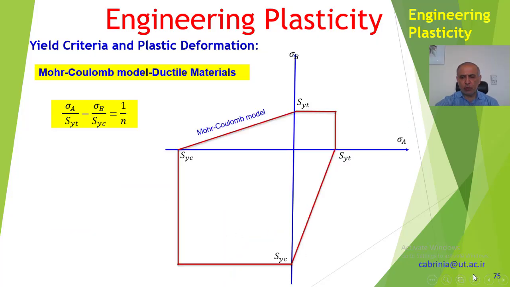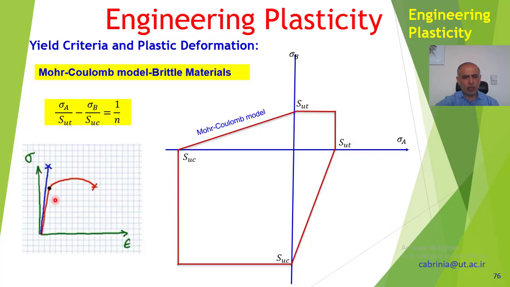Now then, I want to move on to brittle materials. This is the Mohr-Coulomb model for ductile material. Now I want to move to brittle material, which have less ductility, and they break at a higher strength but at lower strain. This is the normal behavior of a ductile material, and this is the normal behavior of a brittle material. This blue one is brittle, the red one is ductile.